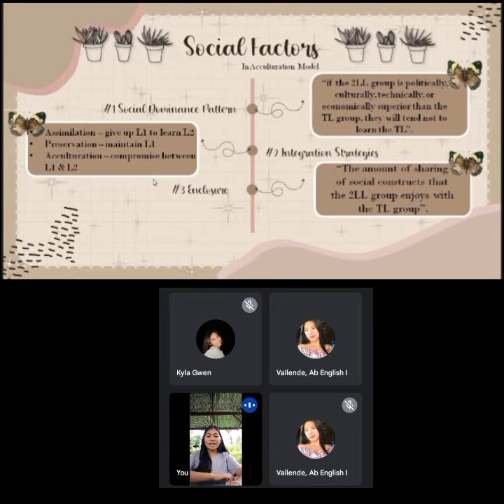The third factor is enclosure. Enclosure means the amount of sharing of social constructs that the second language learner group enjoys with the target language group. Why do you think we learn English much better than other languages? Because we share a good number of social constructs, for example, the church. We have the church that we can compare with Hinduism. We do not share the same construct. Another example is the family. If we share the same social constructs such as school, church, recreational facilities and activities, professions, and trades, according to enclosure, the easier it is for us to learn the target language.